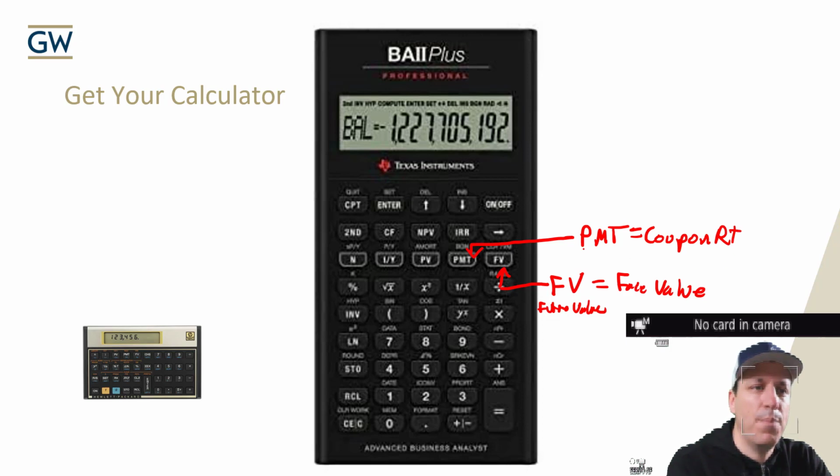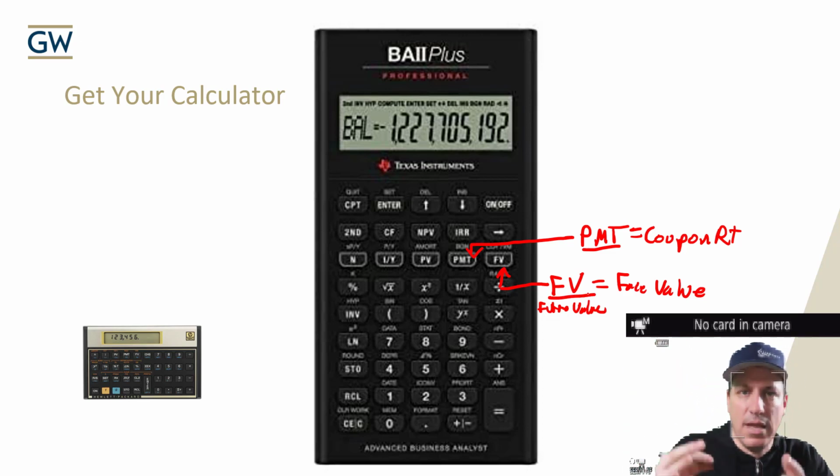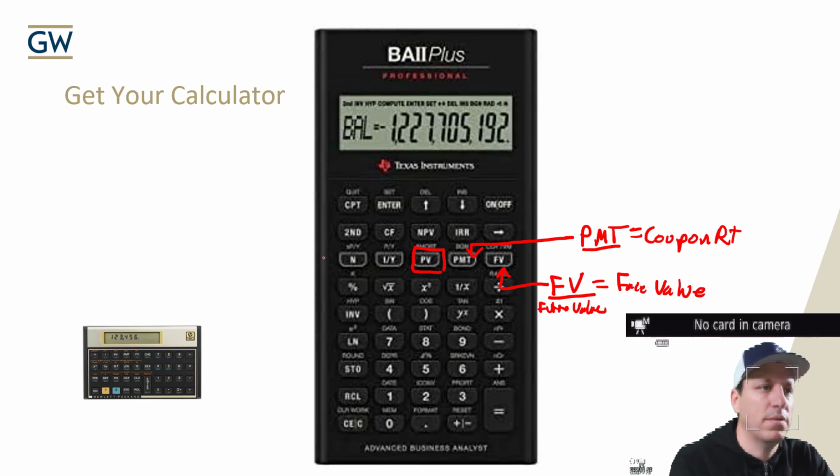The payment represents the fixed payments over time that are consistent every year. This future value right here is the single payment that's made at the end, the principal amount that's paid at the end of the period. The PV is the present value. That's the present value button right here.